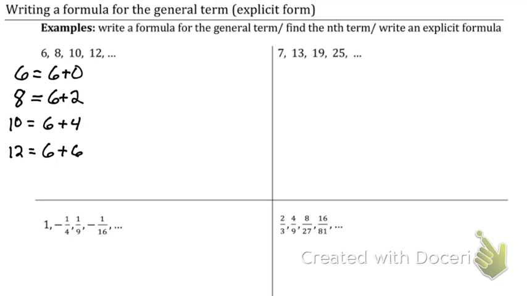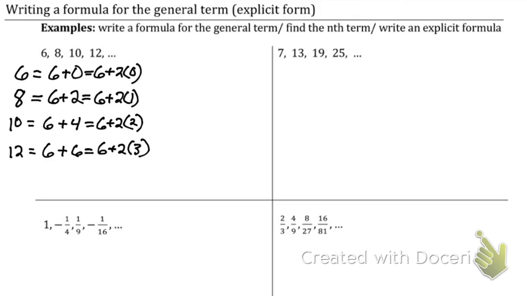In fact, I'm going to now talk about things in terms of 2's, because every one of these has some kind of 2 in it. So rather than writing 6 plus 2, I'm going to write 6 plus 2 times 1. Which should make our first one 6 plus 2 times 0. Which should make 6 plus 4, 6 plus 2 times 2. And finally, we'll have 6 plus 2 times 3. Now we have the most simplistic pattern there is: 0, 1, 2, 3, 4, 5.